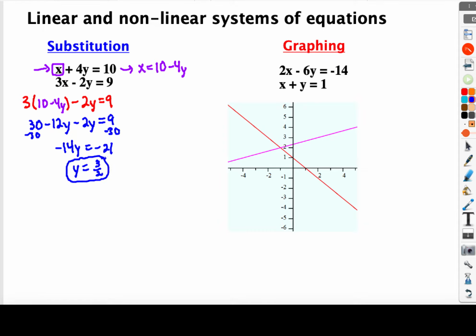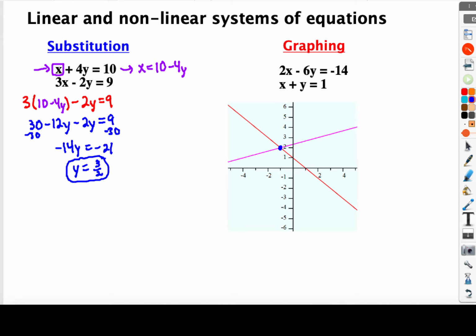Now, don't stop there, because remember, we want to solve for both x and y. The solution to a system of equations, such as shown in the graphing problem over here at the right, is the point where two lines cross. And so we need to find both the y and the x. We need the entire coordinate where those two lines would cross.